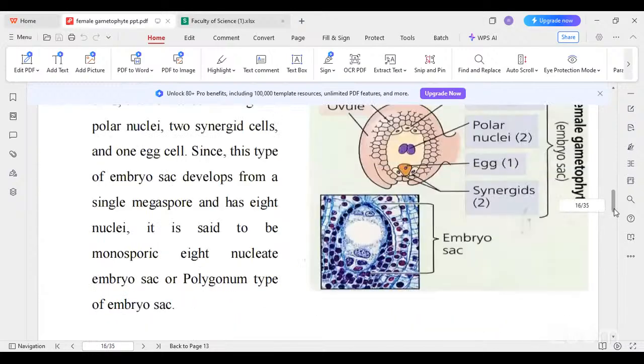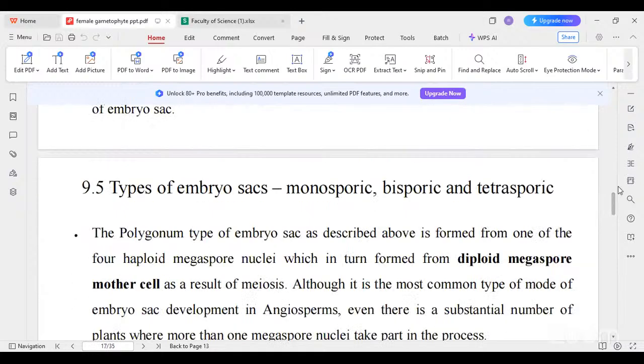See here, the types of embryo sac. The three types of embryo sac are represented by the diploid polygonum type. Of the three types of embryo sac, one is the monosporic, the second is the bisporic, and the third is called the tetrasporic embryo sac. The first one is the polygonum type, which is monosporic, described above.